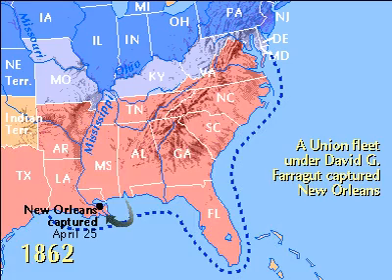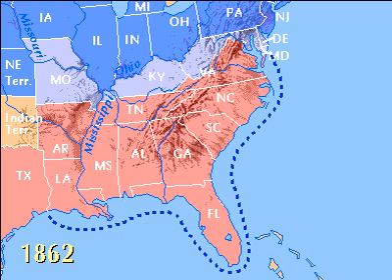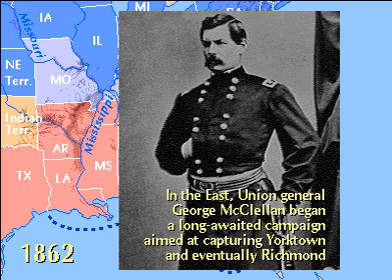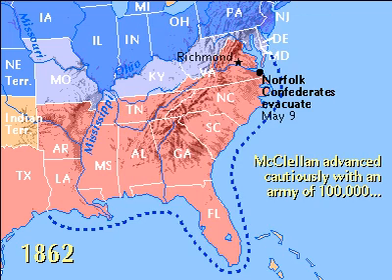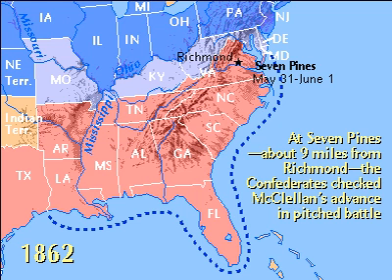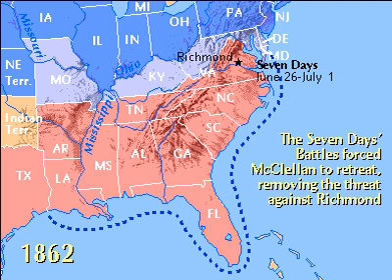To the south, a Union fleet under David C. Farragut captured New Orleans. In the east, Union General George McClellan began a campaign to capture Yorktown and the Confederate capital of Richmond. McClellan advanced cautiously with an army of 100,000. At Seven Pines, about 9 miles from Richmond, Southern troops under Joseph Johnston stopped McClellan, but the battle severely wounded Johnston, and command passed to Robert E. Lee. Lee outflanked the Union in the 7 days' battles, forcing McClellan to retreat. The threat against Richmond was denied.